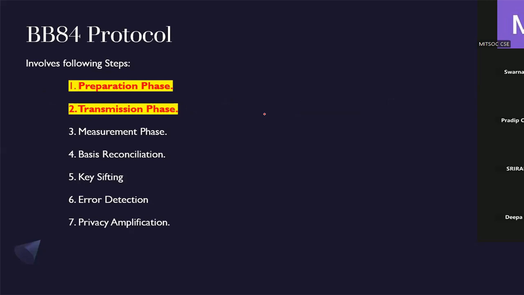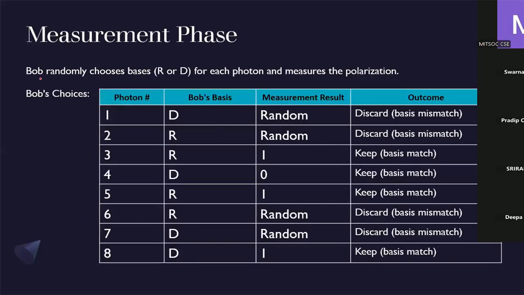Now it's Bob's turn. What does he have to do? Bob will choose a random polarization basis, R or D, that is rectilinear or diagonal, for each photon and measure the polarization, right? So you can see Bob's choice for the first photon. He has chosen the diagonal, then rectilinear, then diagonal. He has to choose any random basis, right? Now, with this random basis, we need to find out the measurement result.